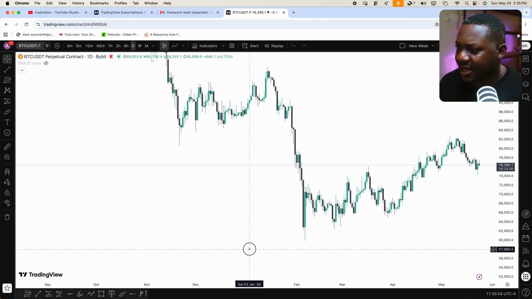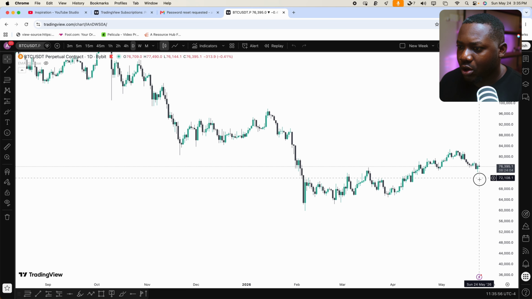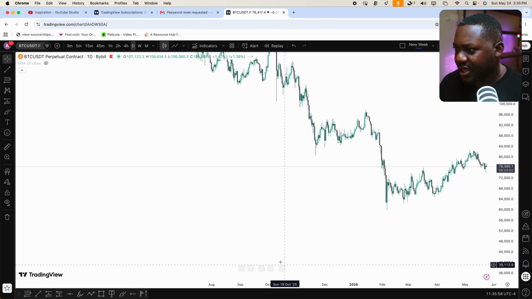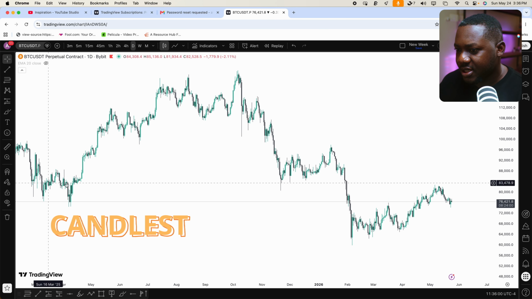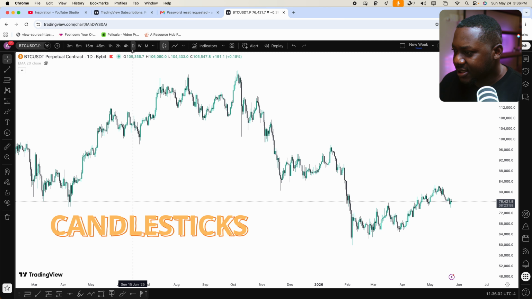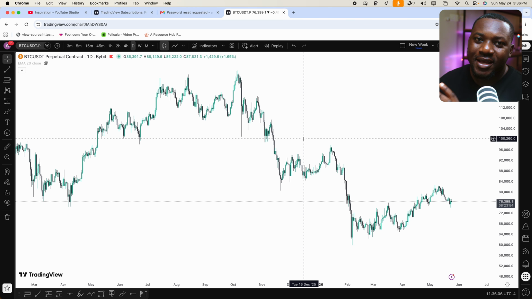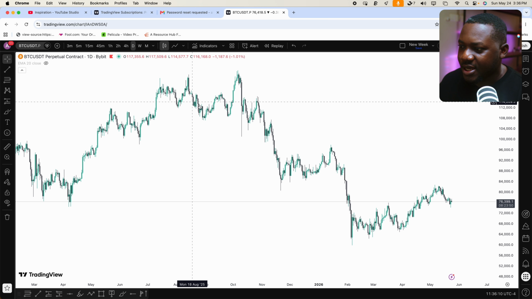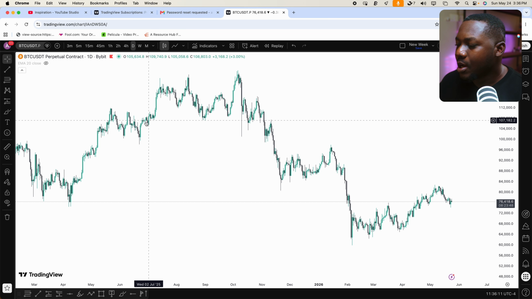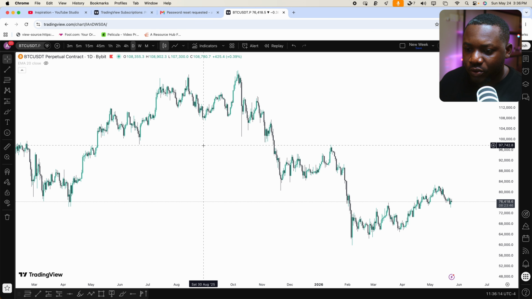Over here, we have the charts window where you see all of the bars loaded here. We call these candlesticks, and these candlesticks basically tell you a story about the entire market. You see whether it's going up or coming down, how it's behaving at every point in time, and we're going to go through all of them.